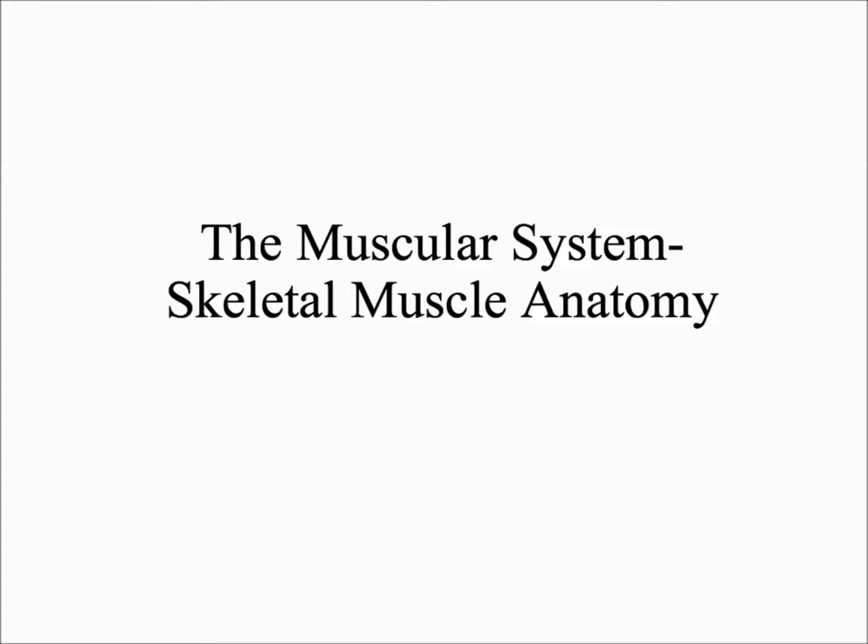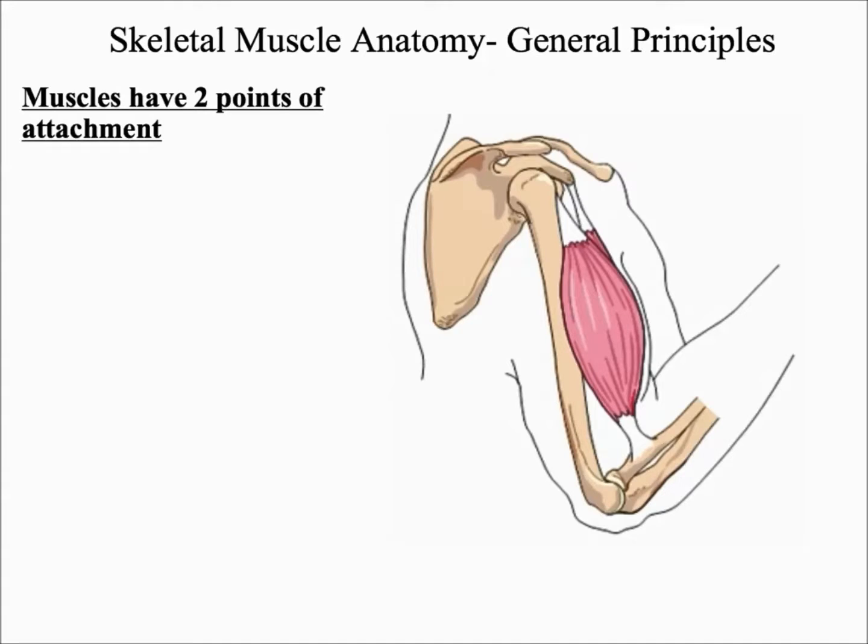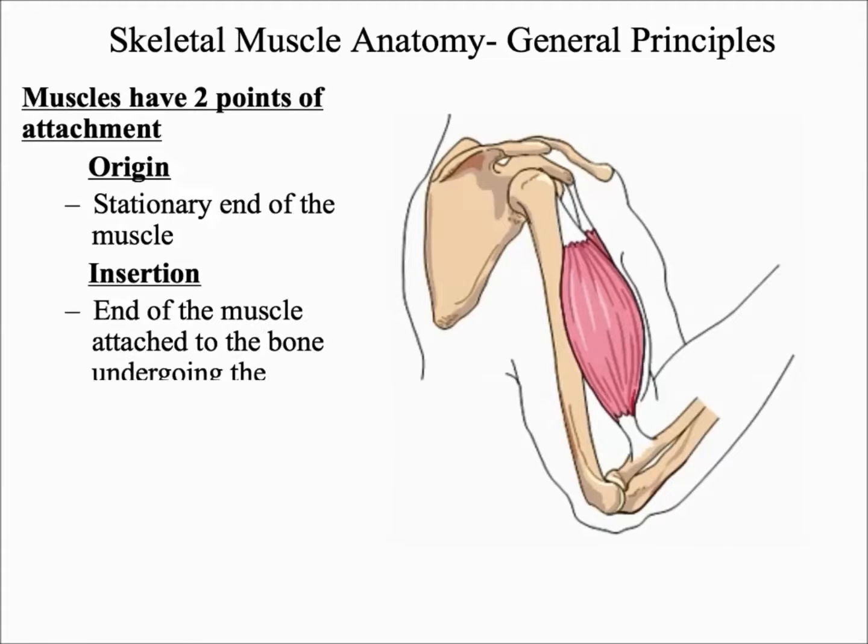In this section of the muscular system, we're going to talk about skeletal muscle anatomy. Skeletal muscles have two attachment points. The first attachment point is called the origin, and the origin is the muscle attachment to the stationary bone, or the muscle attachment to the bone that doesn't move. The second attachment point is called the insertion, and the insertion is the muscle attachment to the bone that is not stationary, or the bone that will move.